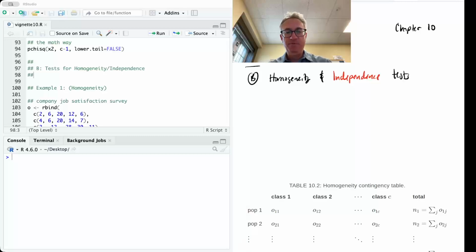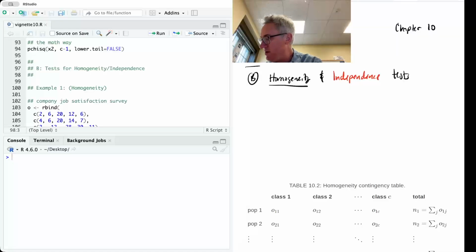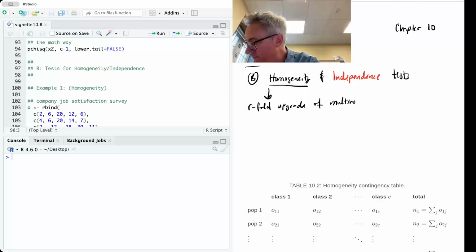The second half of Chapter 9 is about tests for homogeneity and independence. We'll start with homogeneity, but actually they're very similar, and I'll try to make that clear when we get to independence tests. So starting here with homogeneity, this is like an R-fold upgrade of the multinomial or goodness of fit test from part A.